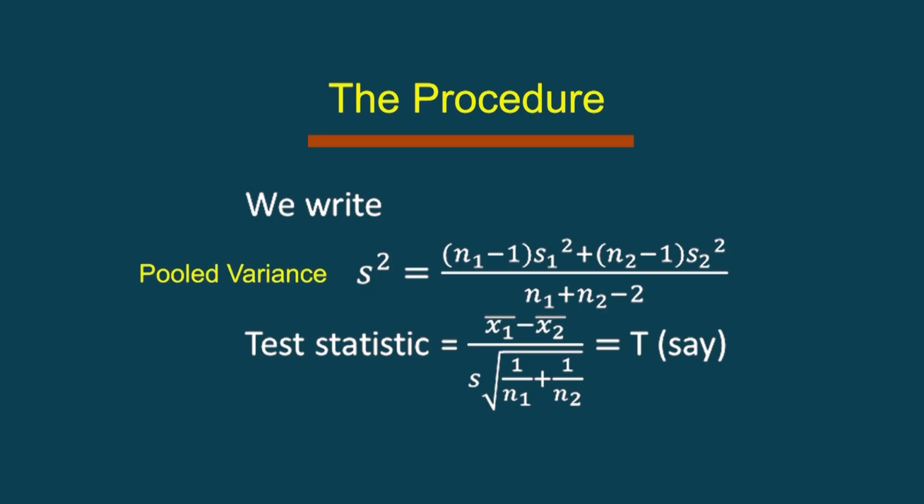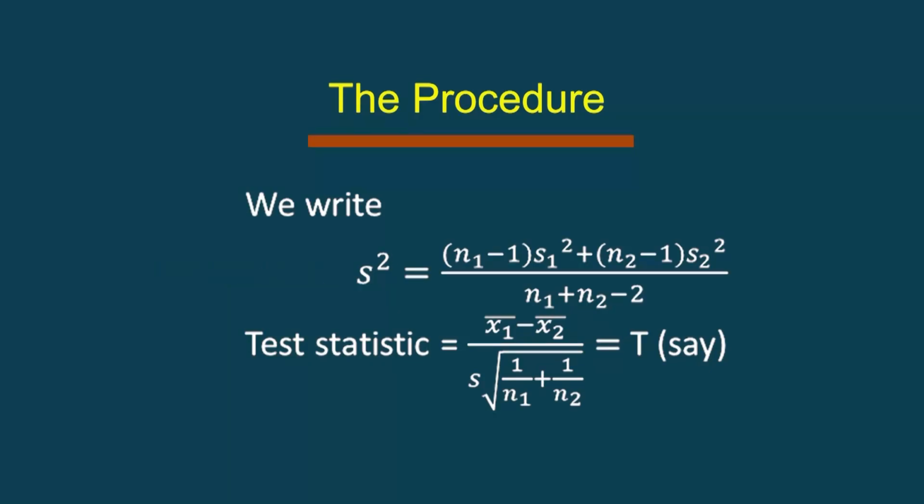This is called the pooled variance. We have s1 square, the first sample variance. We have s2 square, the second sample variance. Now we pool s1 square and s2 square to get the pooled variance, which we denote by s square.